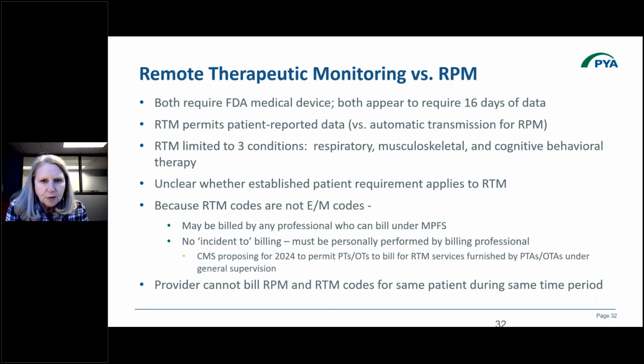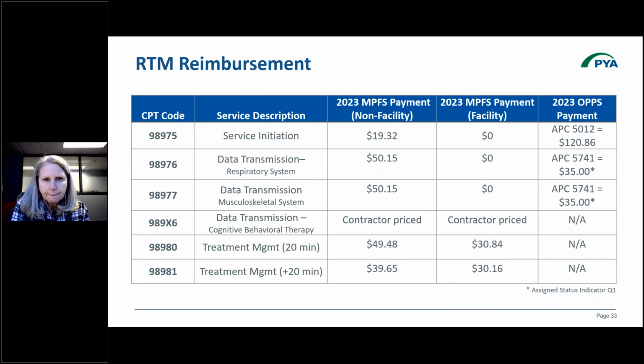Note that CMS proposes in the 2024 proposed rule to permit physical therapists and occupational therapists to bill for RTM services that are actually furnished by physical therapy assistants or occupational therapy assistants under general supervision. So we'll see where that clarification goes. CMS has also noted that a provider cannot bill for RPM and RTM codes for the same patient for the same time period as well. You get, of course, one bite at the apple.